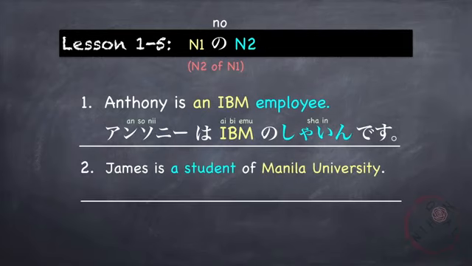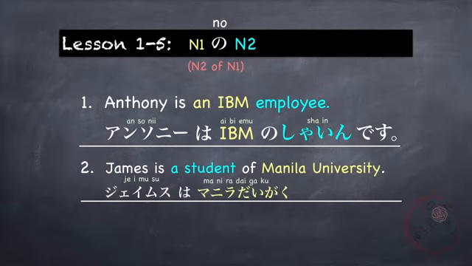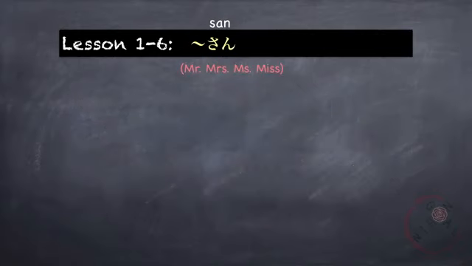Another example is James is a student of Manila University. Our N1 is Manila University and our N2 is a student. So let's construct the sentence. James wa or James-san wa Manila 大学 Manila University no 学生です. So James is a student of Manila University. James はマニラ大学の学生です.